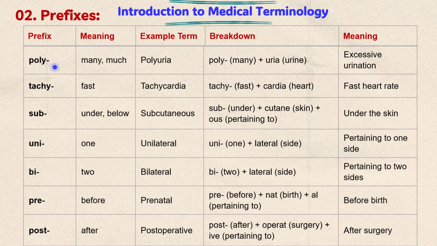So meaning is within a vein. Let's see some more examples. Poly means many or much. For example, polyuria. Poly means many, uria means urine. So meaning is excessive urination. Tachy means fast. For example, tachycardia. Here tachy is fast, cardia means heart. So fast heart rate. Sub means under or below.